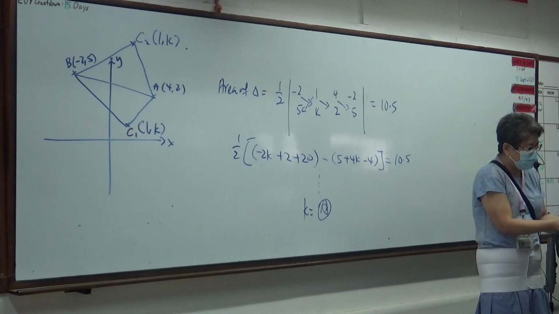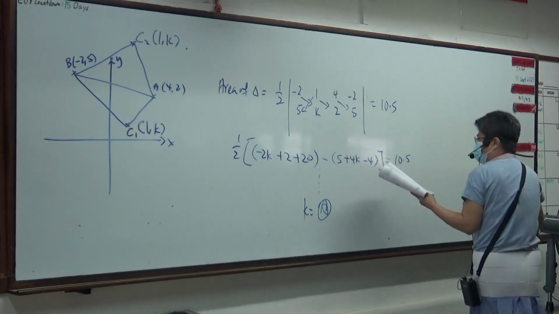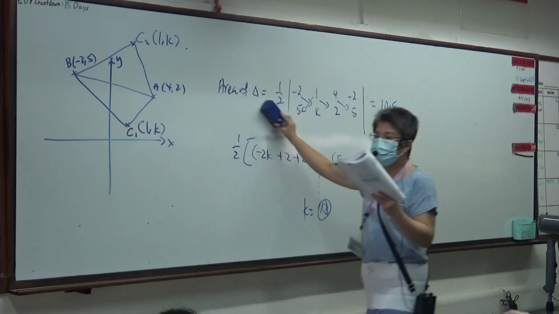Now I'm going on to example 13. Are we okay? Example 13, okay? Now you read through the question first while I draw the diagram on the board.